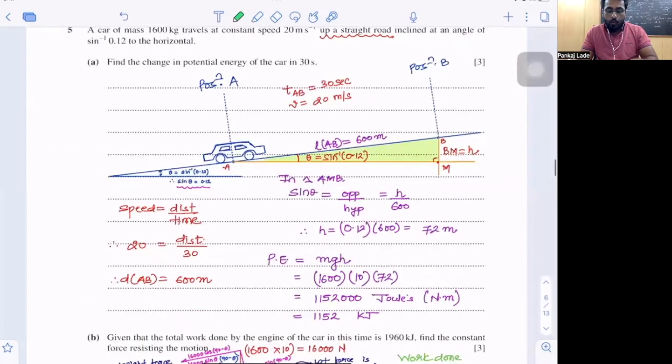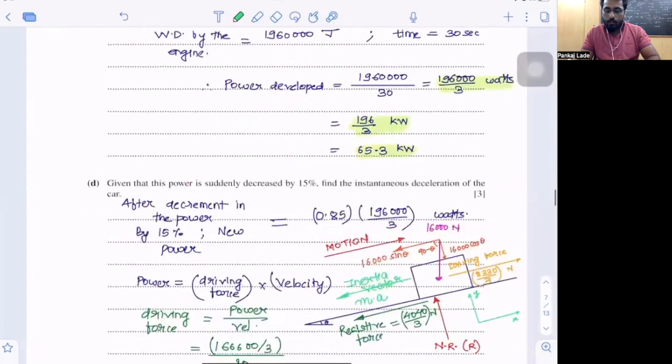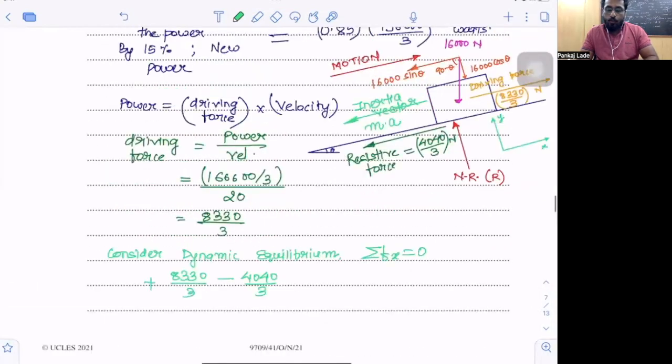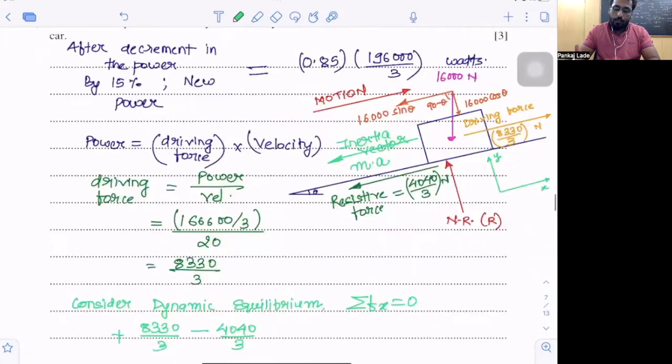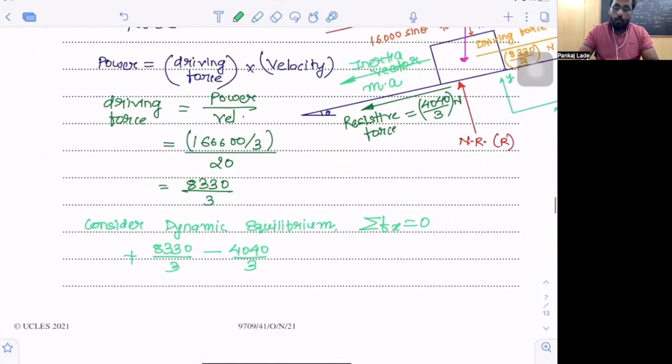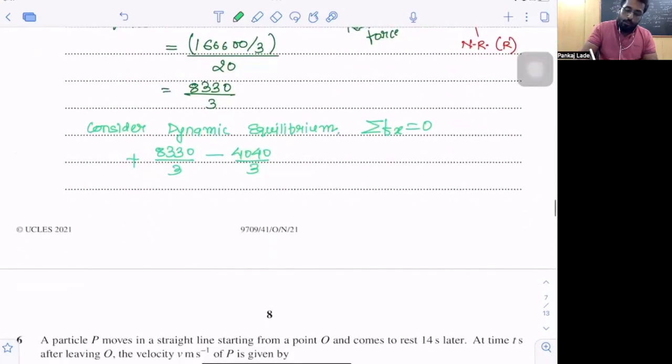Okay, so let's go back to our solution. I know this force over here, 16,000 sine theta, is also along the plane. And sine theta was 0.12. So 16,000 into 0.12, and going down the plane, so negative. So minus of 16,000 into 0.12.